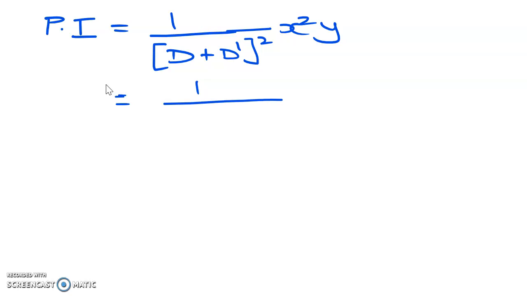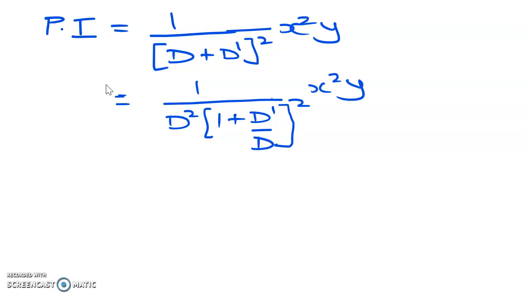What does it mean? Take this D outside. When I take this D outside, what I'll get here is D squared, because D is taken outside and the whole thing is squared. D squared times (1 plus D prime, or D dash, whichever it is) the whole square, into x squared y.